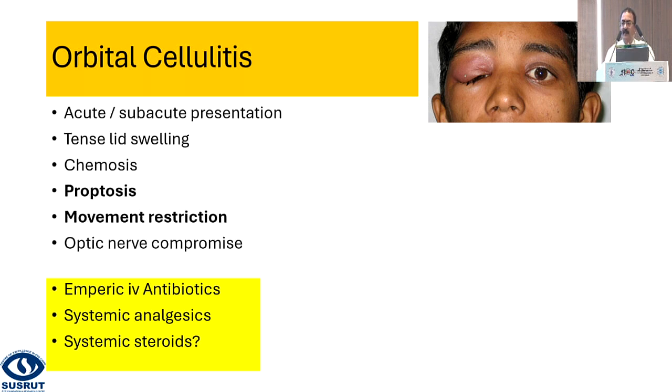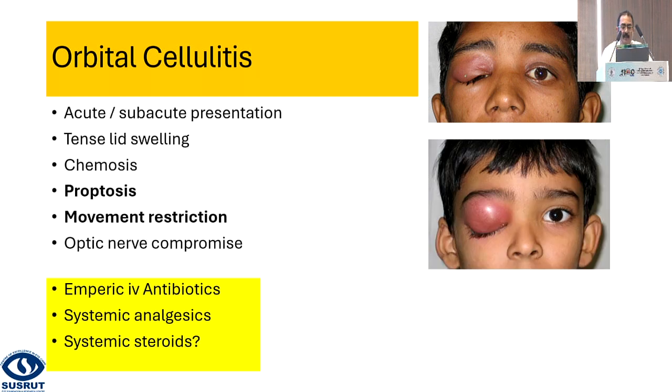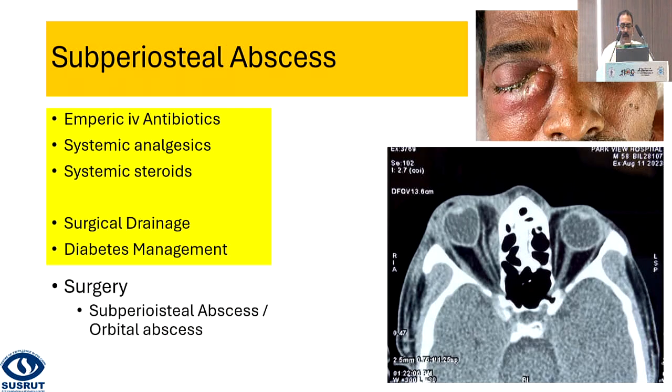Treatment is empirical, intravenous, broad-spectrum antibiotics, systemic analgesics to reduce the pain and the inflammation. And then, would you give steroids? So generally what we do is, after 24 to 48 hours, if we find a response to the antibiotics, is when we start steroids to protect the optic nerve, protect the vision. So this is a child with classical orbital cellulitis, and this is post-treatment.